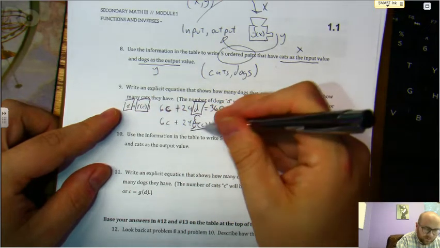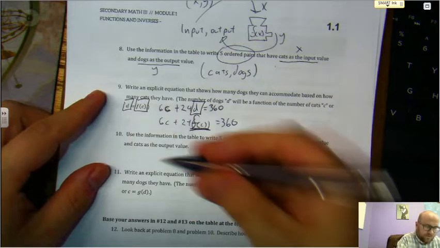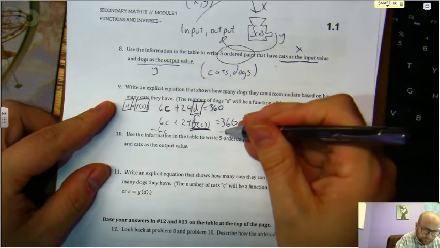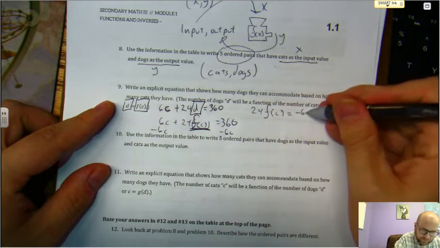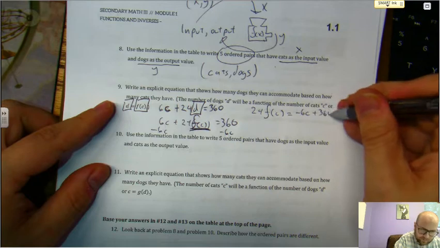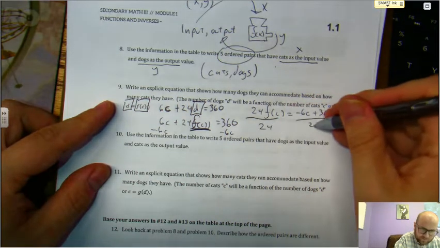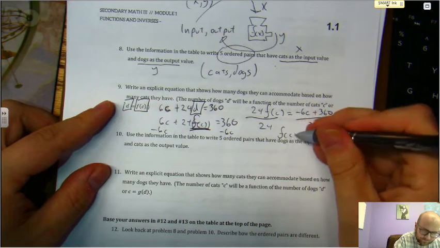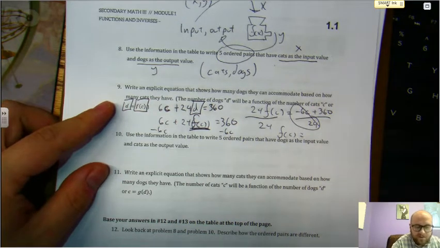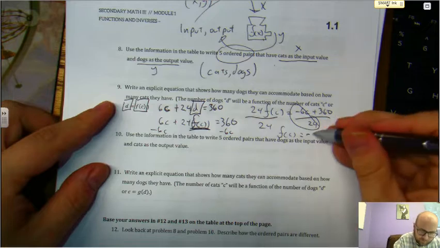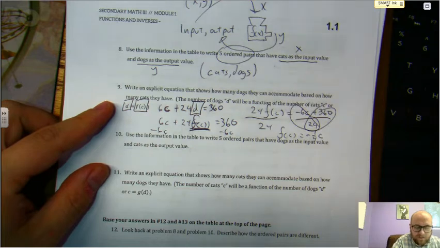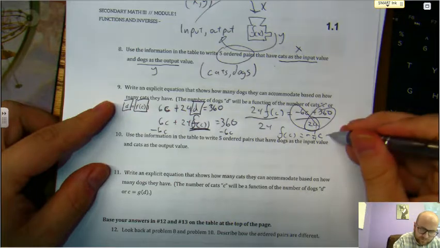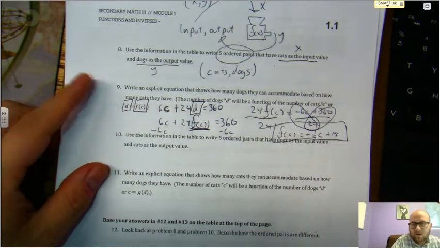And now all that you have to do is get F of C by itself. Subtract 6C. So we get 24 times F of C equals negative 6C plus 360. Divide by 24. Divide by 24. F of C equals 6 divided by 24 is negative a fourth C, and then 360 divided by 24, off the top of my head, what is that? 15. Plus 15. And so that's going to be our equation.